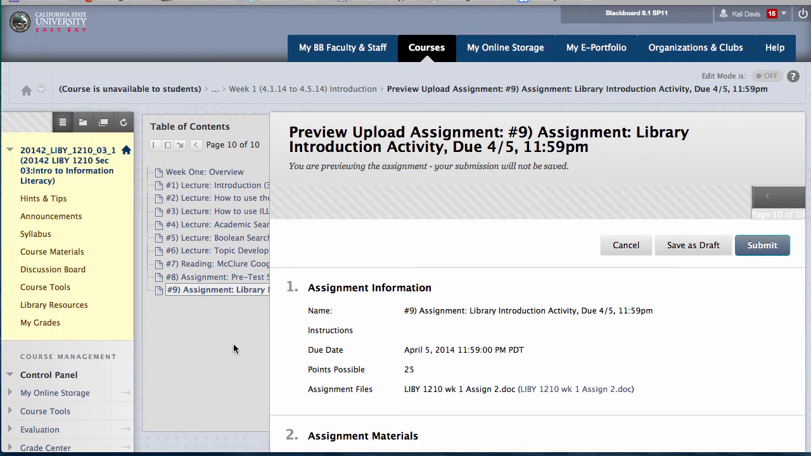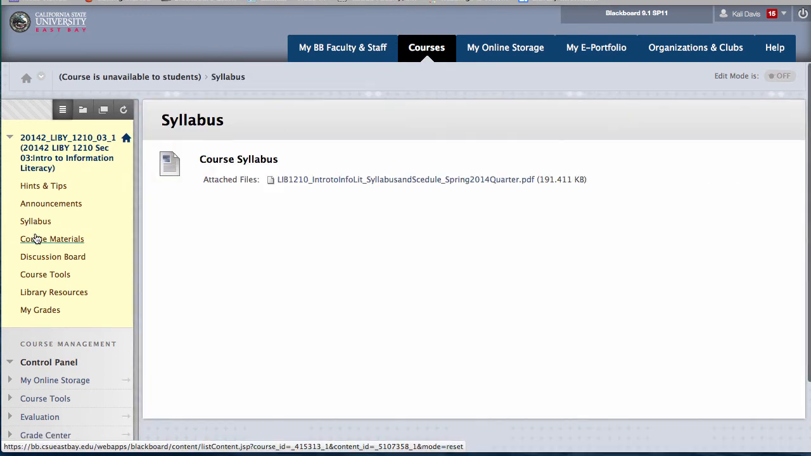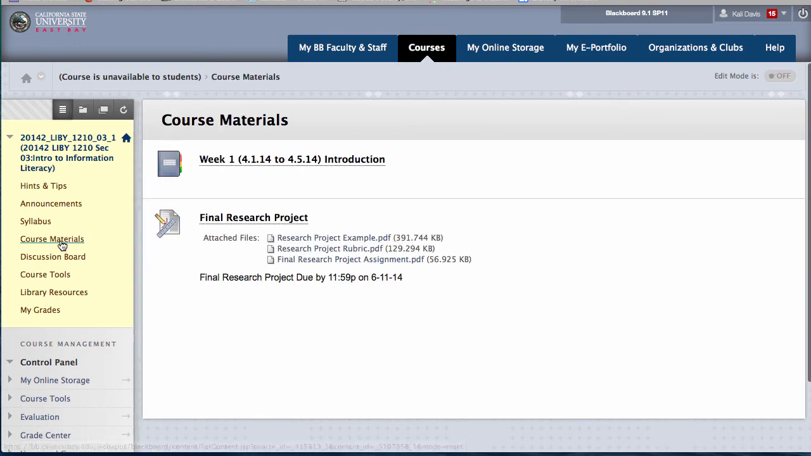Then, be sure to review the syllabus thoroughly. I definitely recommend printing it out. Also, review the final research project listed at the bottom of the course materials. This is the final project for the quarter and is composed of most of the assignments that we will be doing throughout the quarter. Understanding the final project, especially the example, will give you an excellent idea of what we are working towards and what some of my expectations are for the weekly assignments.